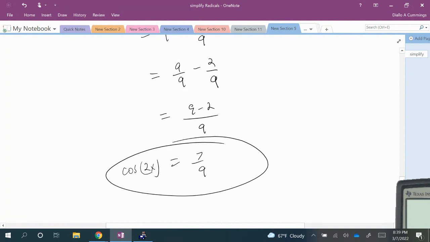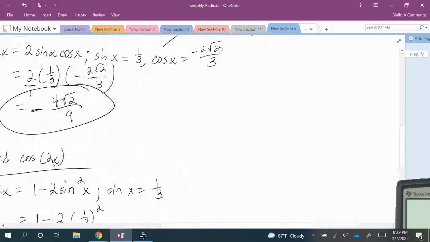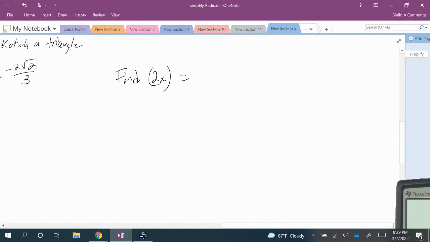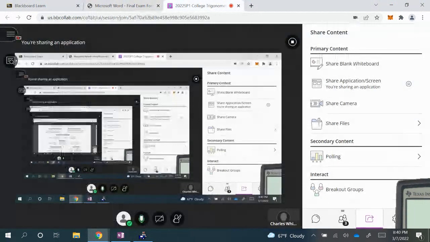Okay, and we're going to look at the double angle for tangent. All right, so here we're going to find the double angle for tangent. If you look at your formula sheet, there's only one formula for the double angle of tangent, and that's equal to 2 times the tangent of x divided by 1 minus the tangent squared x.